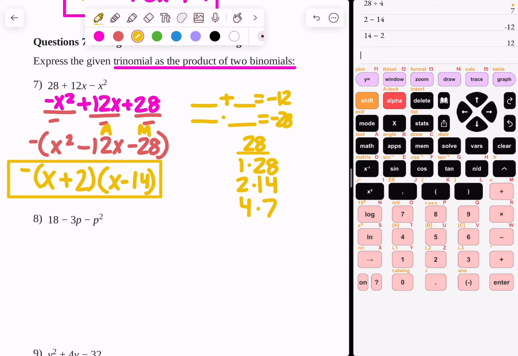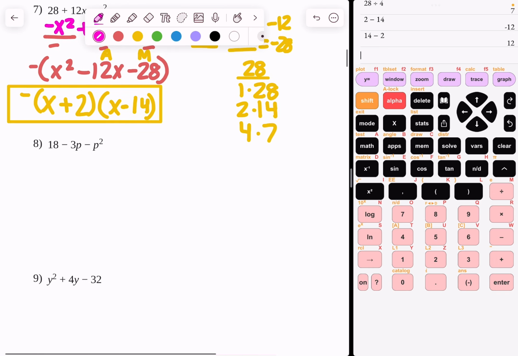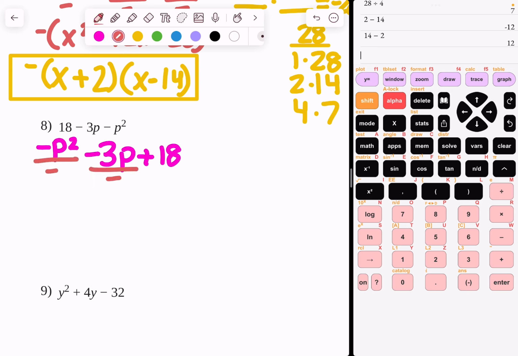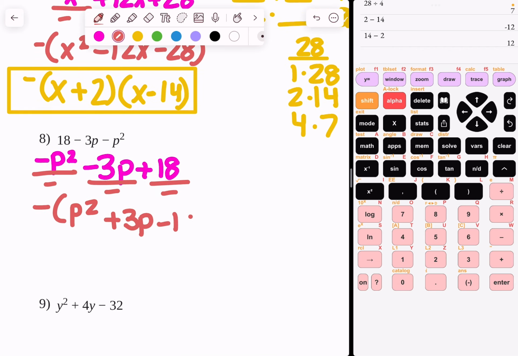All right, let's look at the next one, very similar. Let's first write it in standard form. Negative p squared minus 3p plus 18. We never want a negative in front of our p squared. So we are going to divide each of these terms by the negative. That will leave us with p squared. Negative 3p divided by negative is positive 3p. And 18 divided by negative is negative 18.